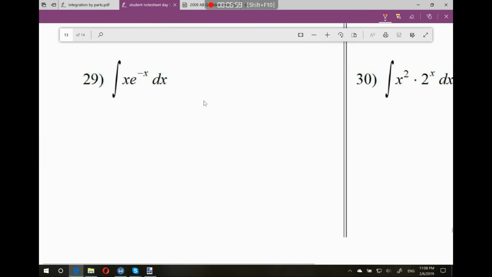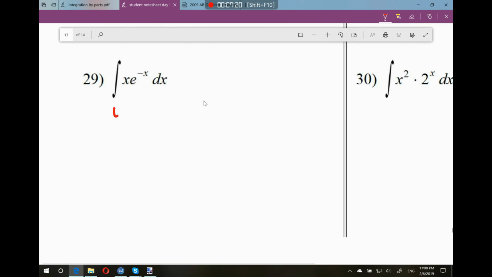Derive the x and integrate e to the negative x. Perfect. So I'm going to derive the x because if I derive the x, eventually that part will go away. So that means in my second integral, we'll only have one part instead of two. And we should be able to integrate directly.